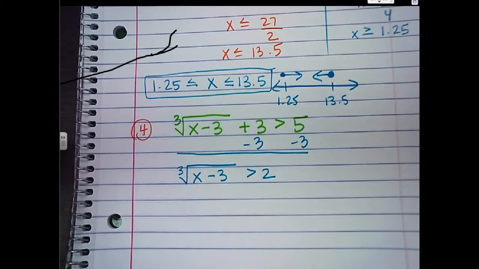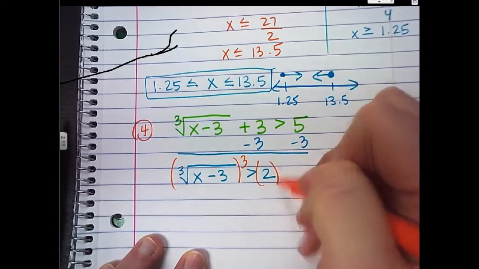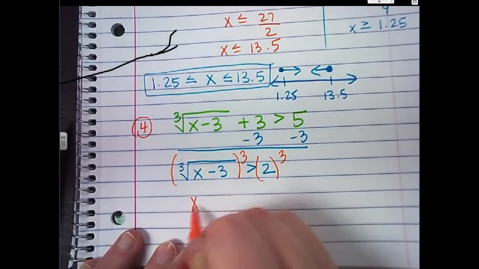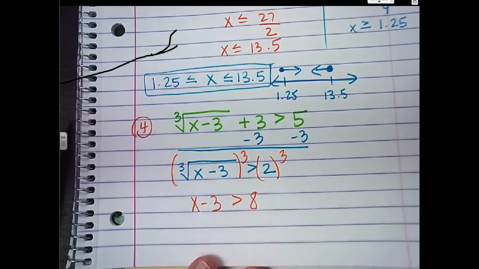How do you get rid of a cube root? Cube both sides, right? Cube it. So on the left, we get x minus 3. And on the right, what do I get? 8.